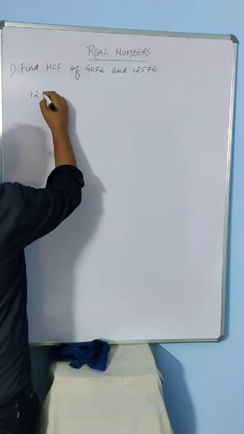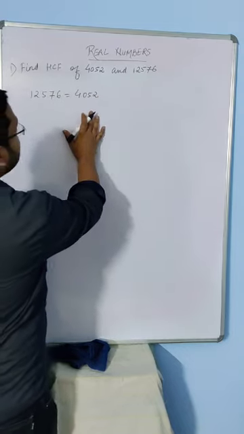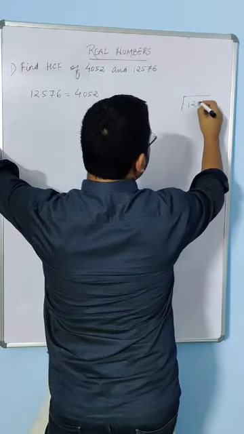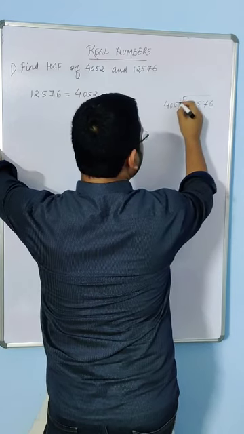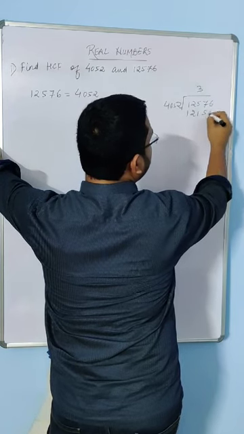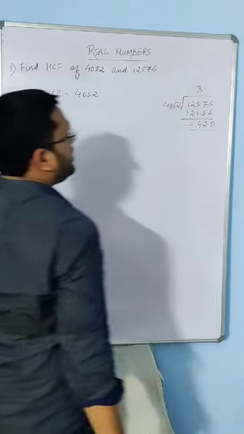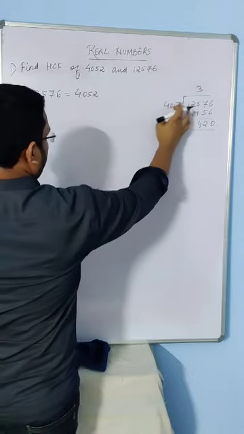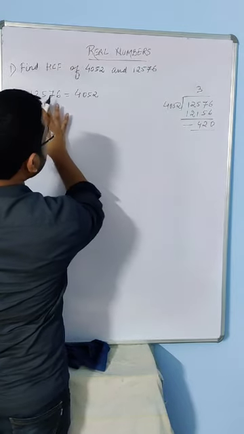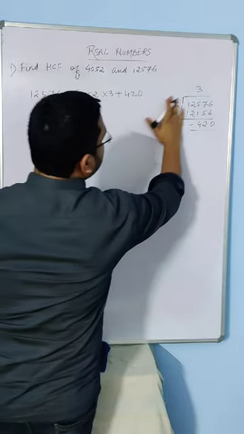So, 12576 divided by 4052. When we divide this, it goes around 3 times, that is 12,156. So you get 420 as the remainder. So dividend is equal to divisor into quotient plus remainder.